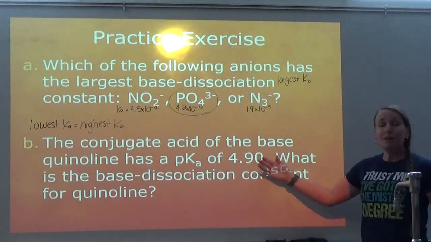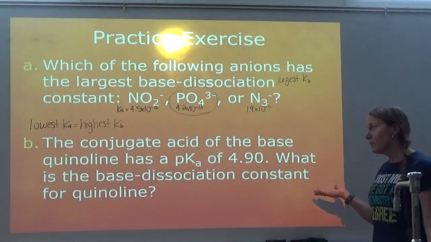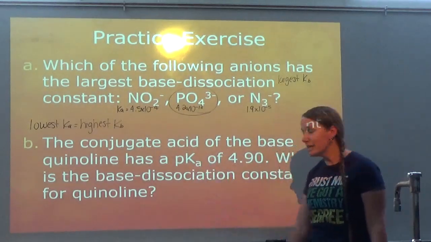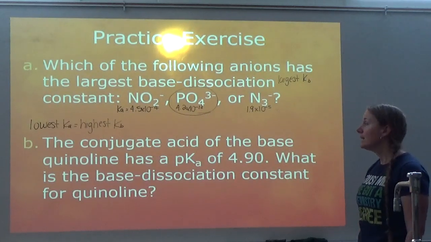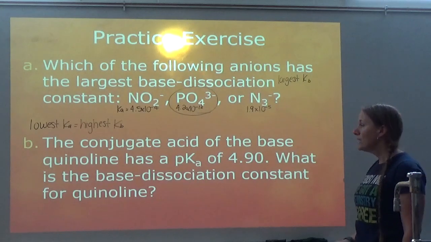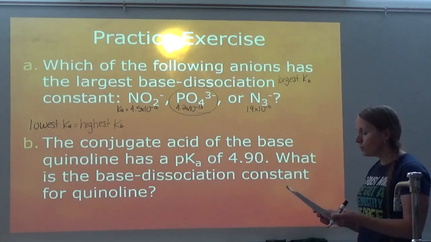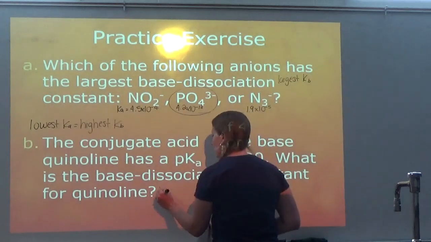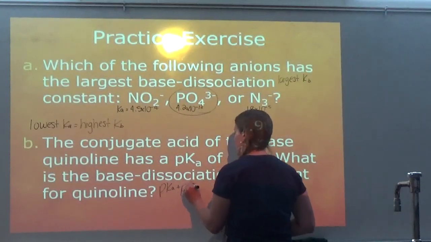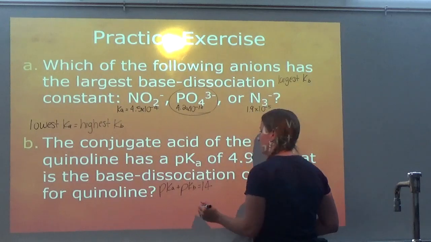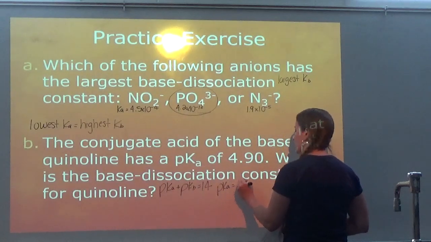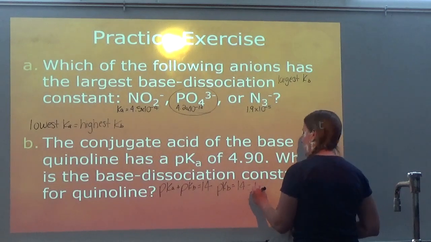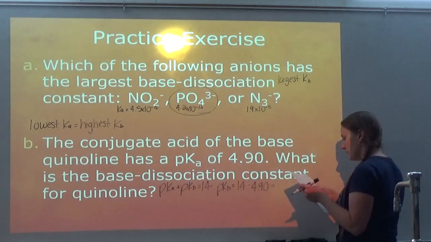All right, so part B, hopefully you figured out how to use that super simple formula of pKa plus pKb equals 14. So it says the conjugate acid of the base quinoline has a pKa of 4.9. What is the base dissociation constant for quinoline? Okay, so we know that pKa plus pKb equals 14. So here I have pKa, I'm looking for pKb. So we're just going to do 14 minus the pKa, which is 4.90.